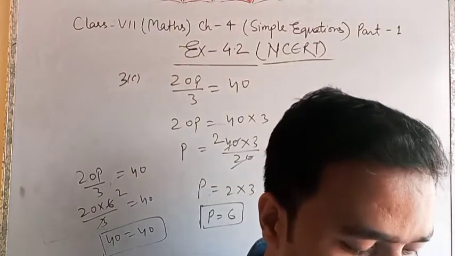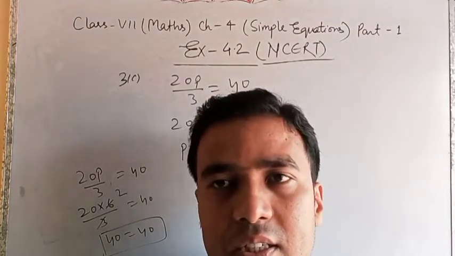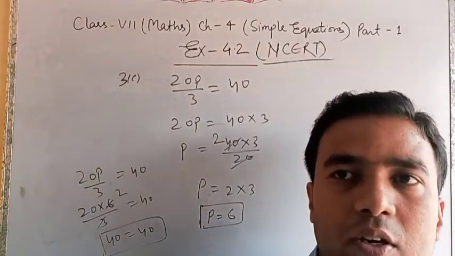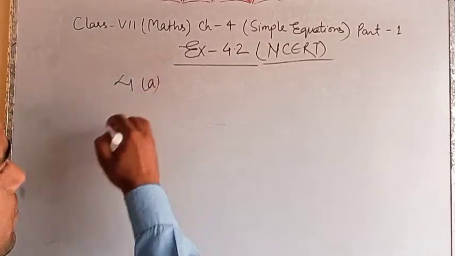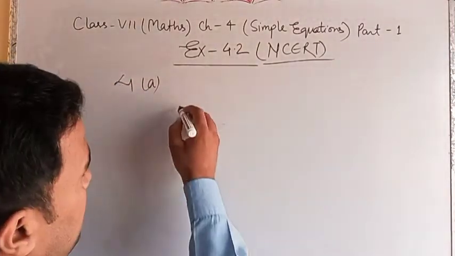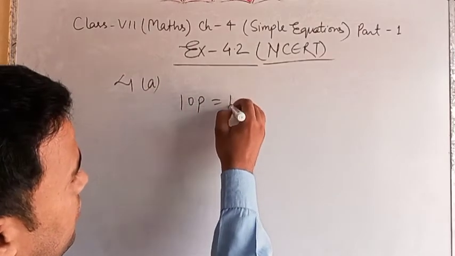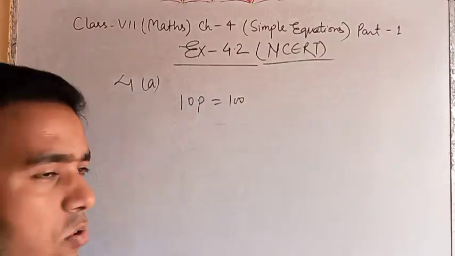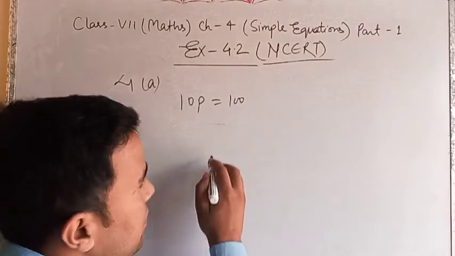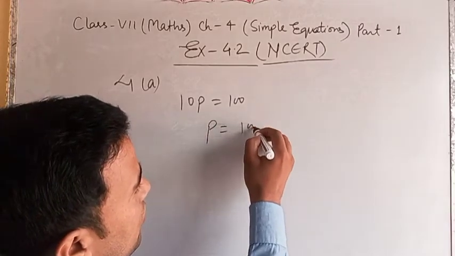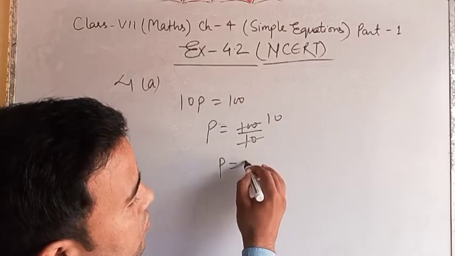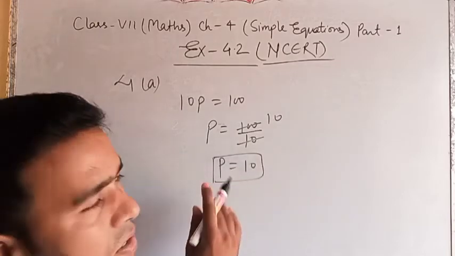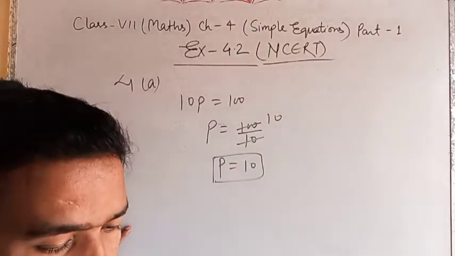Last, question number 4. Solve the following equation. It is asking to find the value of x. Question number 4a. 10p equal to 100. Find the value of p. P equal to 100 by 10. 10 tens are 100, p equal to 10. It is the value of p.